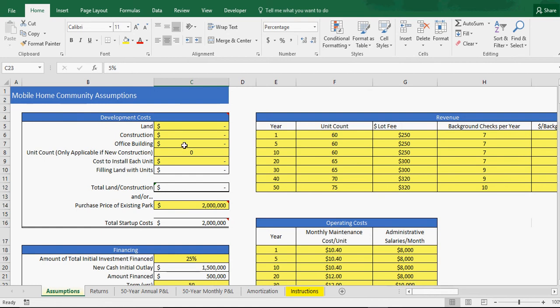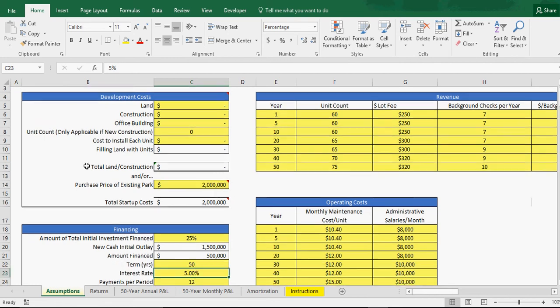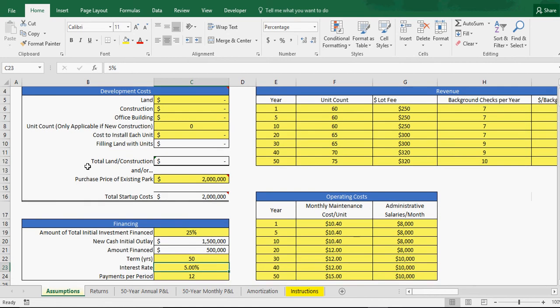Well, you've got all your development costs. You've got land, construction, office, building, unit count. If you're doing new construction, you gotta add units to your lot or your land. Cost per each installed unit. The cost to fill the land with units, then populates.